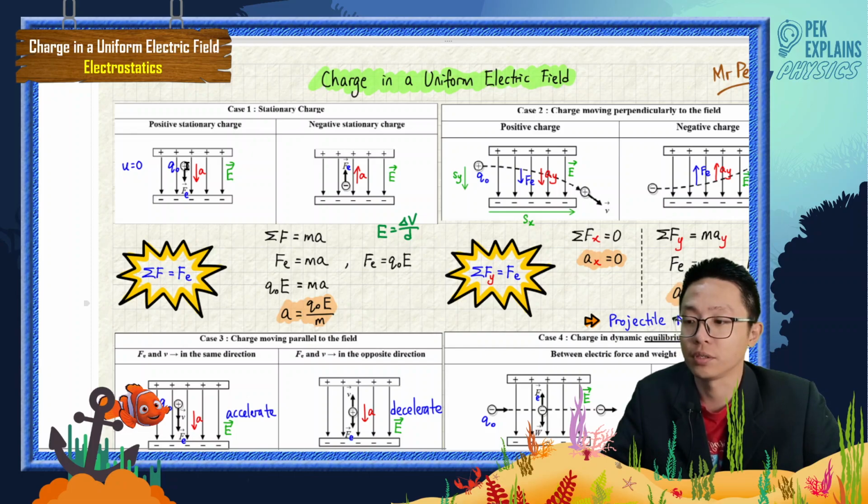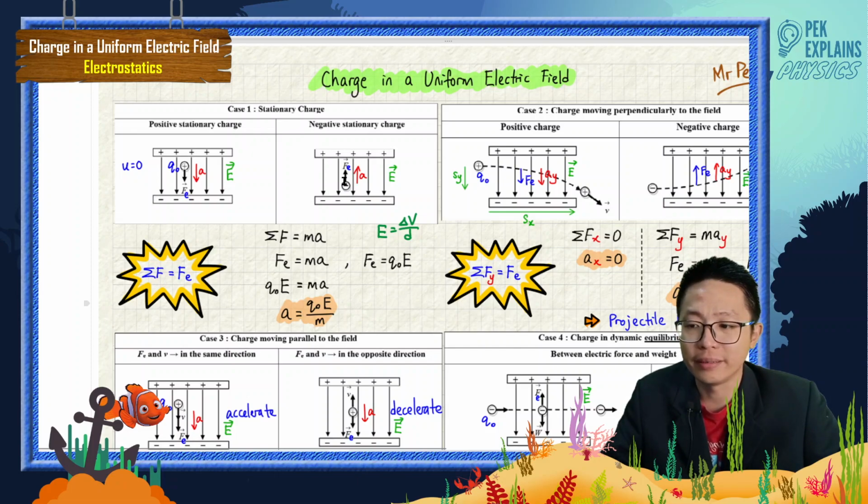Electric field must always come from the positive plate and go to the negative plate. It originates from the positive plate and ends at the negative plate. Okay? So if it is a positive test charge, the force and electric field are in the same direction. Another way of saying it is that a positive test charge must be attracted to the negative plate.